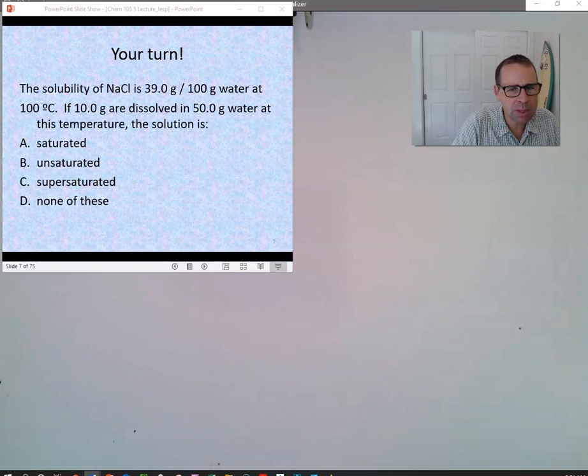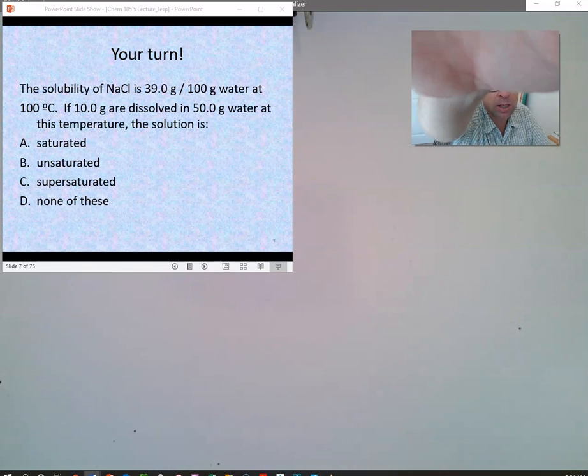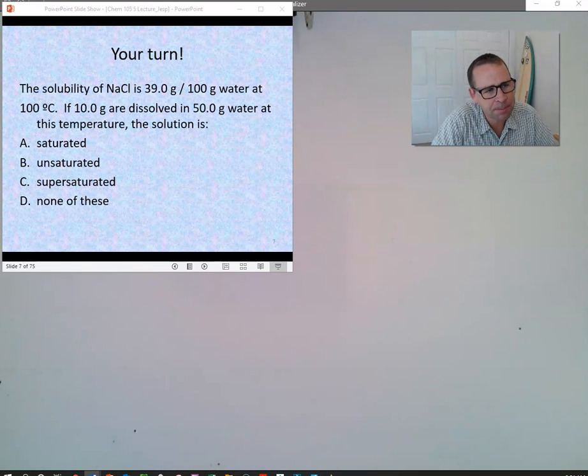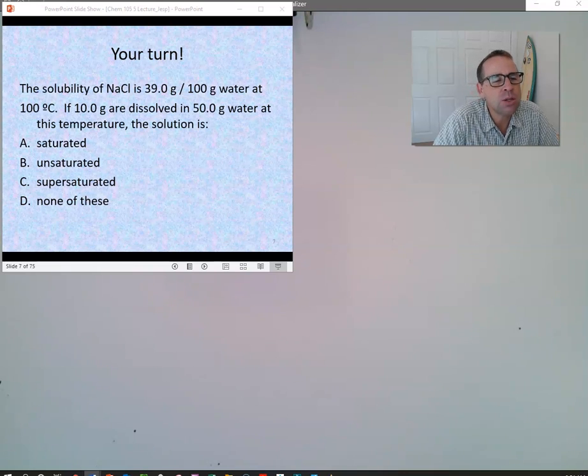But this question is asking about the solubility of a given material, or how much of it will actually dissolve. So the question says, the solubility of sodium chloride, and that means how much sodium chloride can be dissolved in water, is 39 grams of sodium chloride for every 100 grams of water at 100 degrees Celsius.